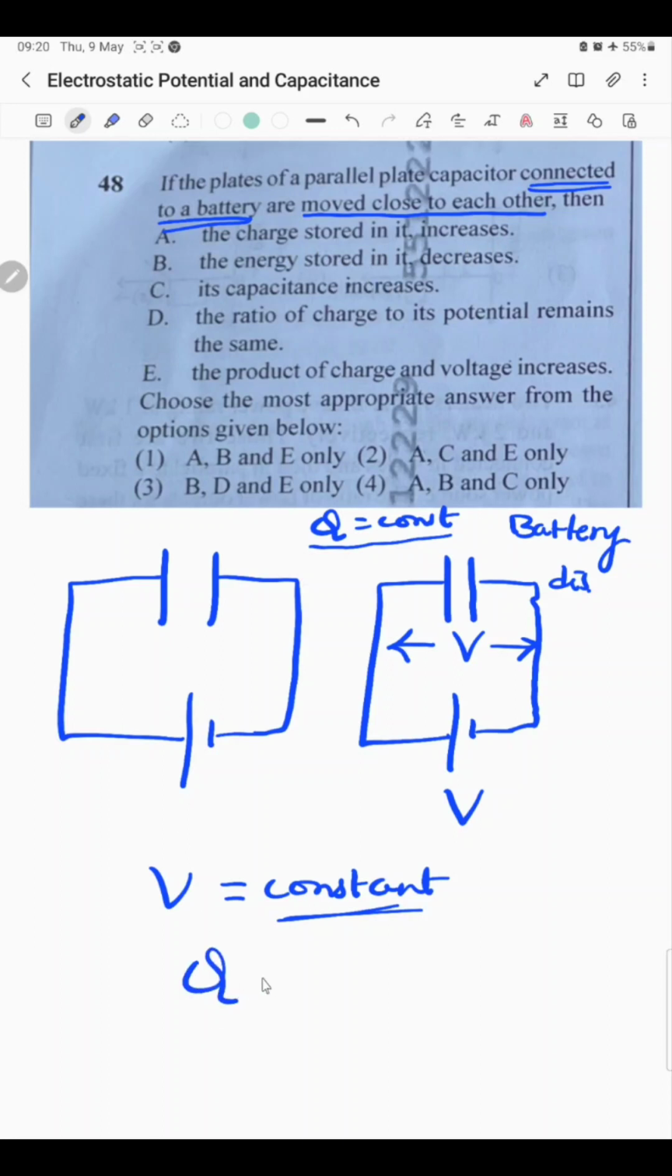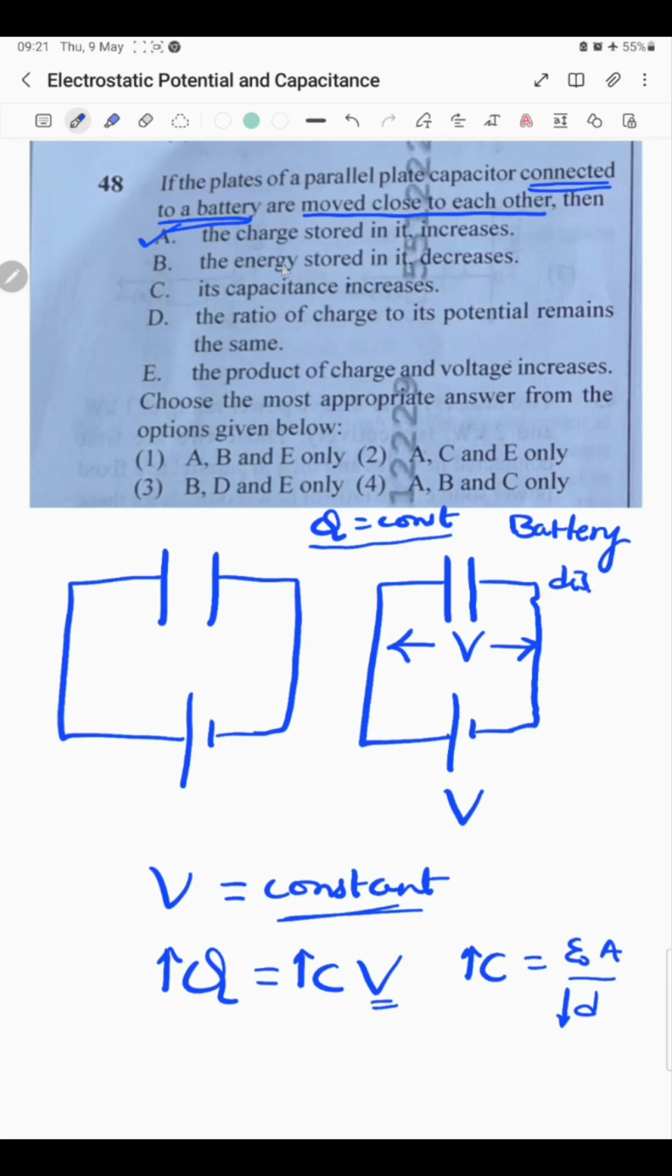We can write Q equal to C into V. This is a basic formula. Now if you reduce the distance between the capacitor plates, we have C equal to epsilon naught A upon D. As this D is reduced, C must increase. C increases but V is constant, therefore Q will increase. So statement A is correct. By reducing the distance, capacitance increases, therefore charge will also increase.